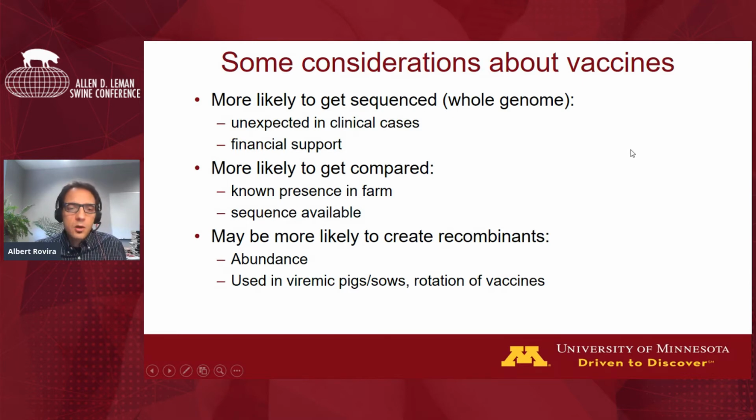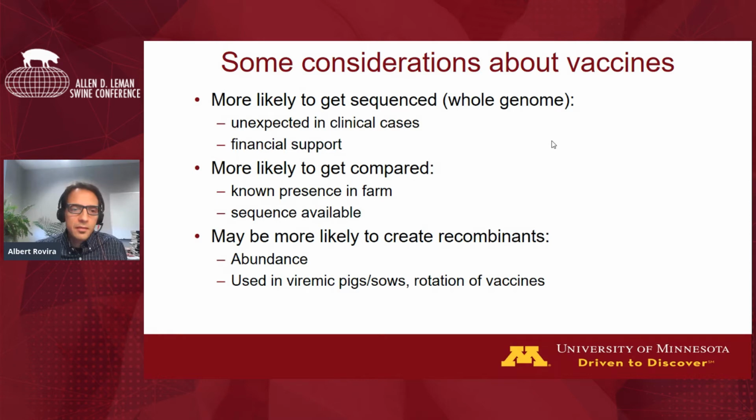But also a common question is, are they more likely to create recombinants? I don't think they are more likely, or I don't have evidence to show that they are more likely to create recombinants per se, but maybe they are in the sense that they are very, very abundant. They are very, very common. Vaccination, at least here in the US with modified live, is very, very common. If you think about it, most of the pigs get a vaccine at some point in their lives, and so it's more likely that at some point, if there is a recombinant, it might involve one of these viruses.